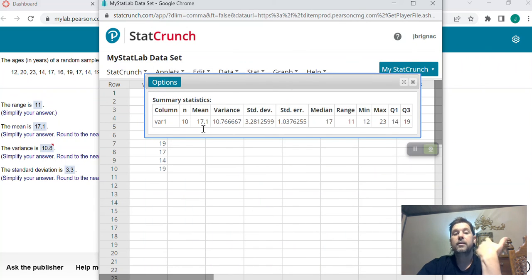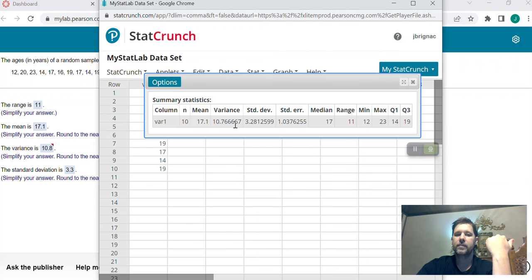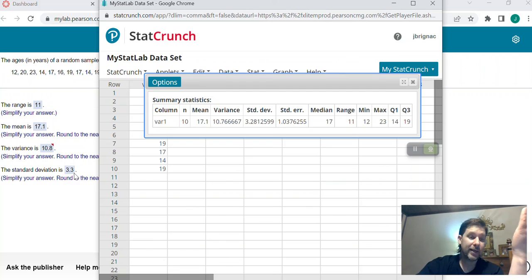So there it is. So the mean 17.1. All right. Yeah, we got that. Variance 10.76. Well, that's the number I got with my calculator. There it is. Standard deviation 3.28. That would round to 3.3. Range is 11. Okay, so it will do that for us.